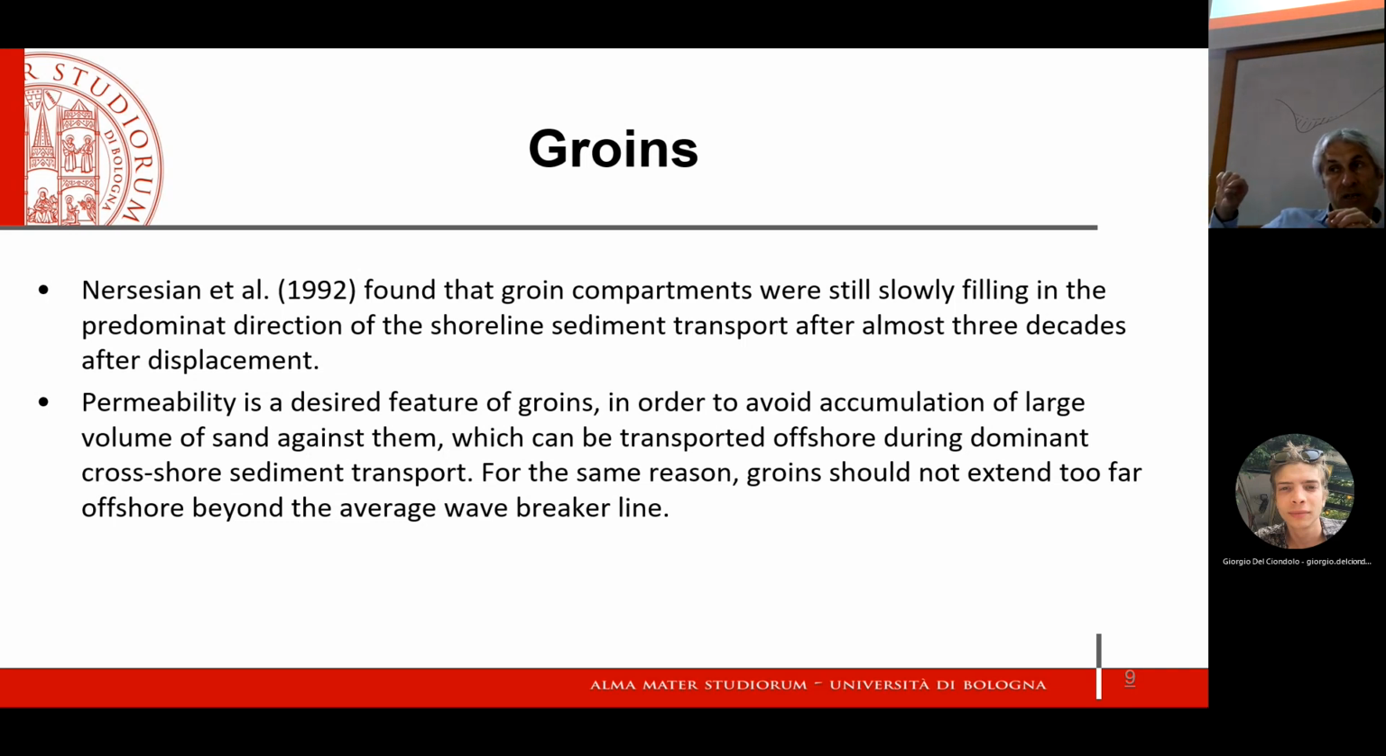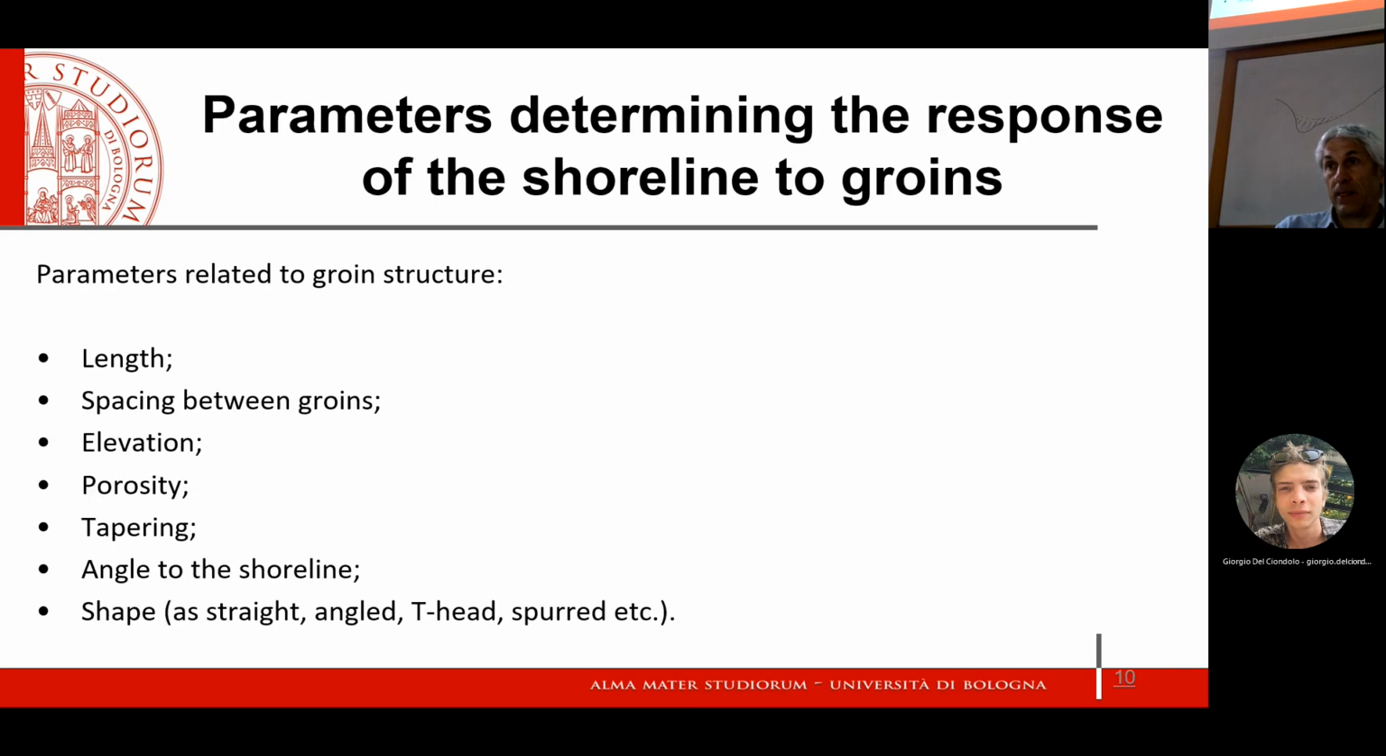I wanted to put it here because I think it's a relevant indication. So the relevant indication is that in some cases, the time required to reach equilibrium may be long, and therefore also the timing is a parameter that needs to be evaluated. So permeability, yes, it's fine, but we have to expect that if a groin is permeable, the higher the permeability, the longer the time scale that is required to reach the full effectiveness of the intervention.